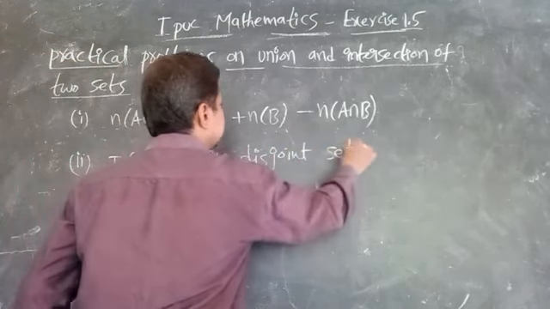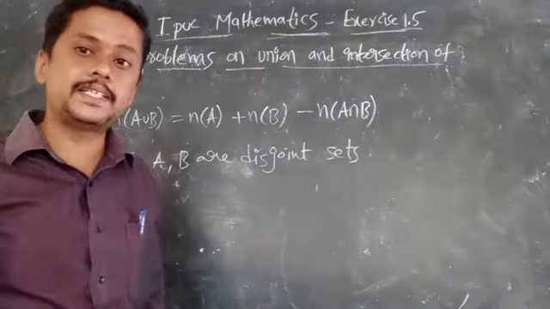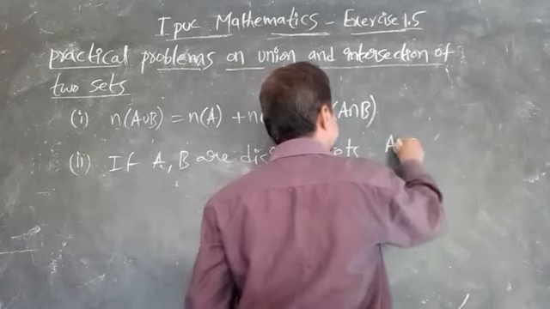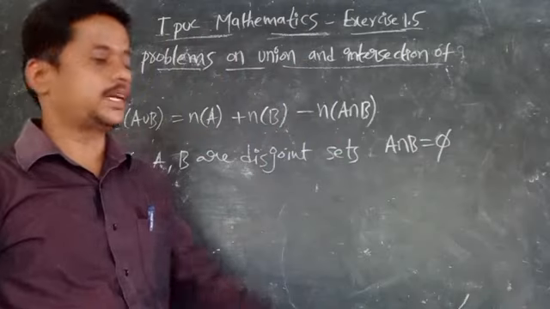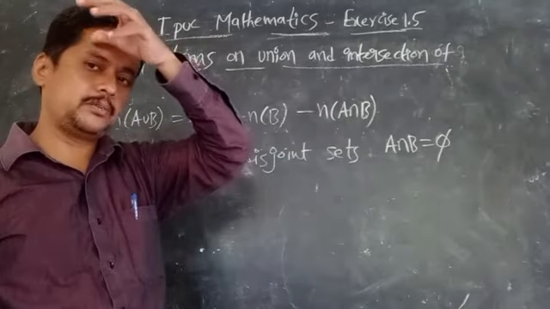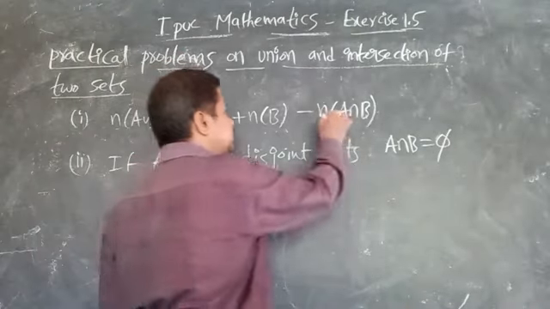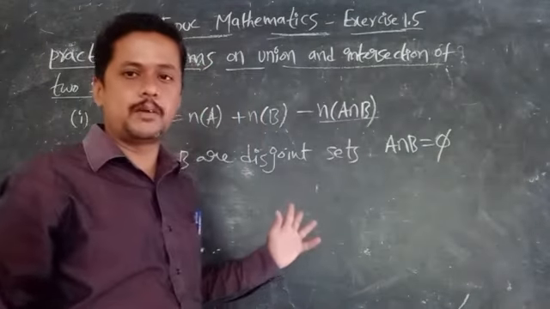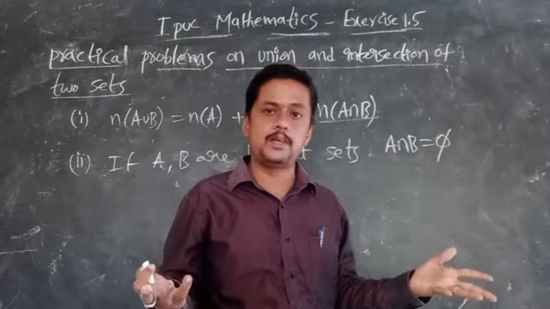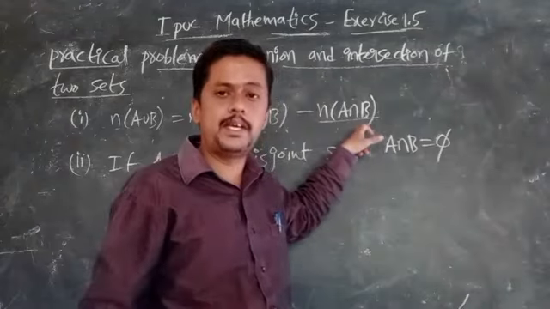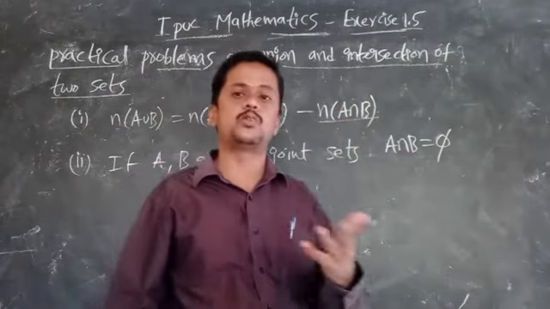Disjoint sets means what? Disjoint sets means A intersection B is equal to phi. Okay? So therefore n of A intersection B is 0. Phi means there are no elements in A intersection B. So therefore n of A intersection B will be 0. Number of elements in A intersection B is equal to 0.